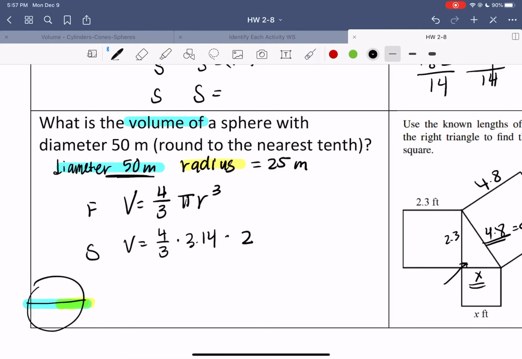So I'm going to go ahead and use 25 cubed. From there you should be able to calculate that out to get your answer in meters cubed. I just underlined here that it asks us to round to the nearest tenth, meaning there is only going to be one number after your decimal. The tenth place is one number after.